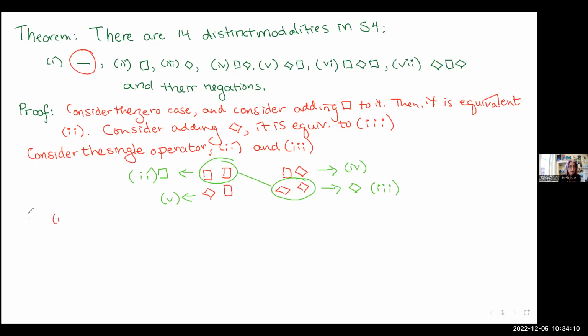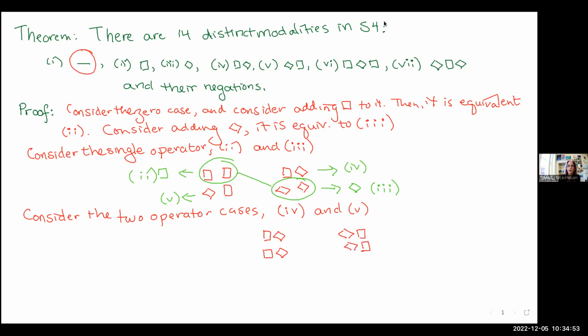So consider the 2 operator cases. That is when we have 4 or 5, because we don't need to consider the 2 operator cases, box, box, and diamond, diamond, because these are reducible to 1 operator cases, which we've already considered. So we have either box, diamond, or we have diamond, box. These are the 2 possibilities. Again, we can ask what happens if we add another modality to them. So either we can add box to both of them, or we can add diamond to both of them.